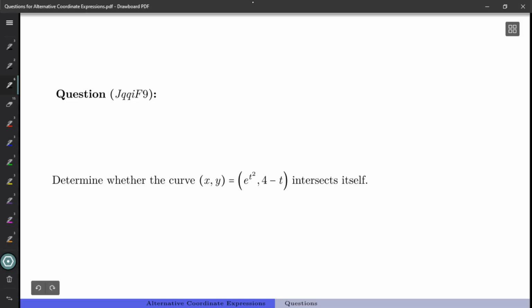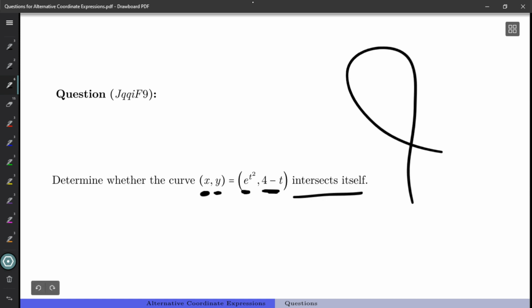Determine whether the curve, whose x-coordinate is given by e to the t squared, and whose y-coordinate is given by 4 minus t, intersects itself. Alright, what does it mean for a curve to intersect itself? So it sort of goes back and visits a point that it's already done before.